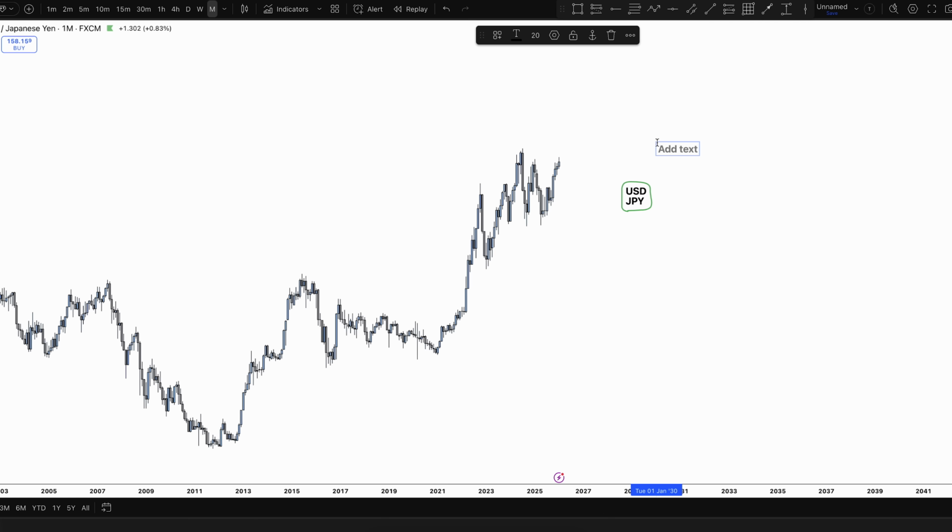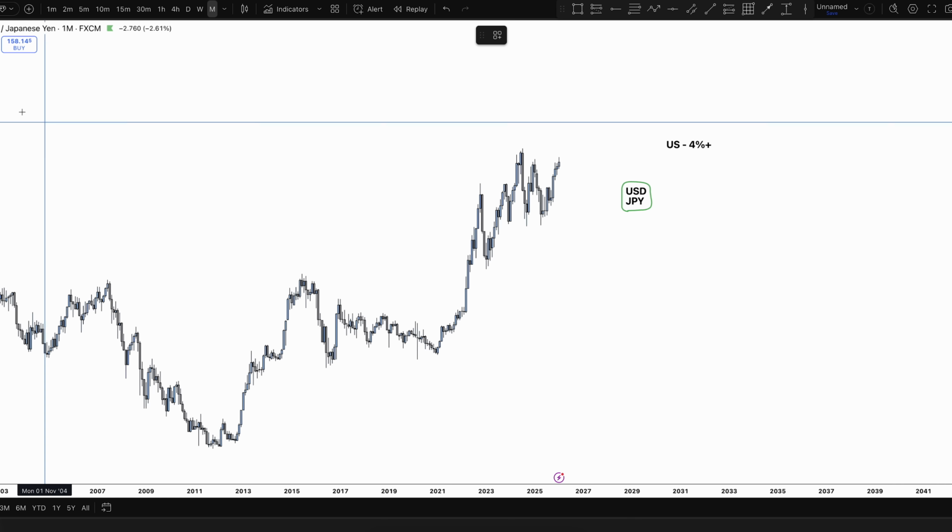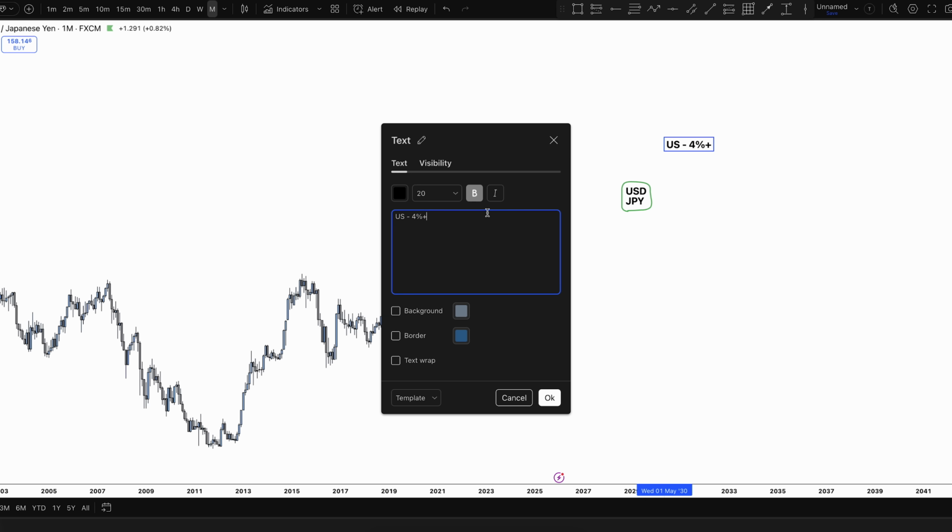So as we said, the US has had interest rates at like 4% plus for the past few years since really trying to defeat that pandemic. That's because they were seeing inflation, right? So this was because of inflation.